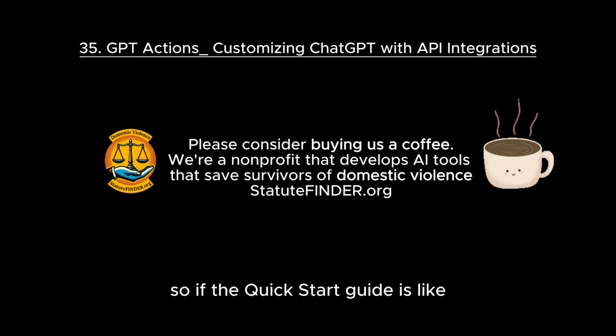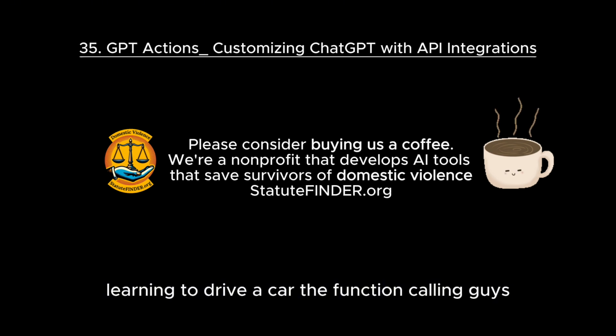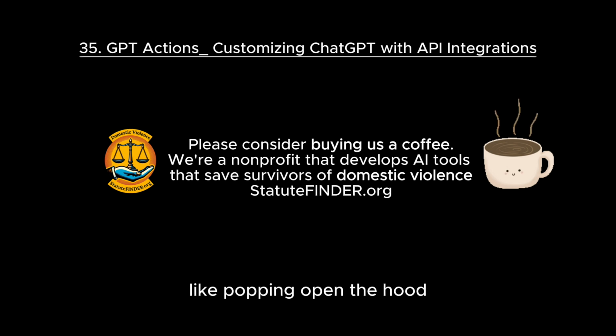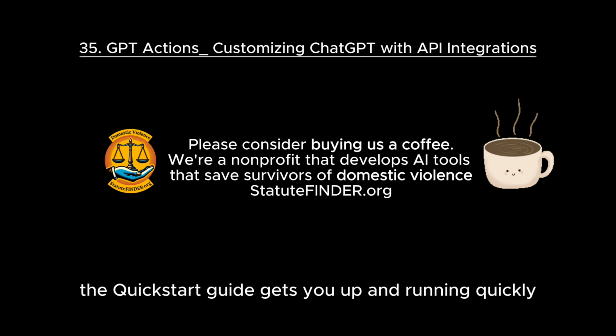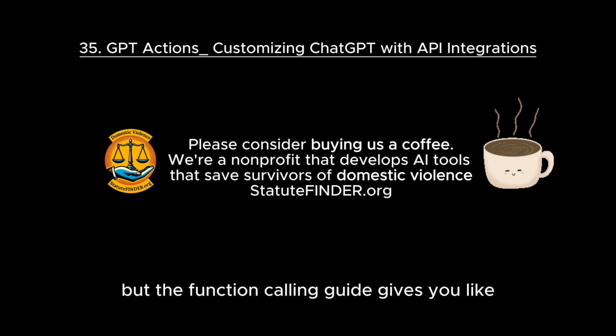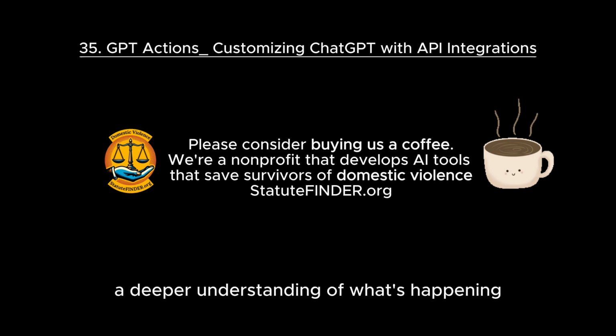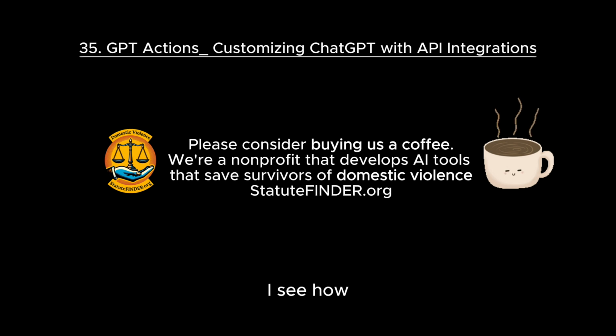So if the quick start guide is like learning to drive a car, the function calling guide is like popping open the hood and learning how the engine works. That's a great analogy. The quick start guide gets you up and running quickly, but the function calling guide gives you a deeper understanding of what's happening under the hood. Okay, I see how all these different pieces of the documentation fit together.